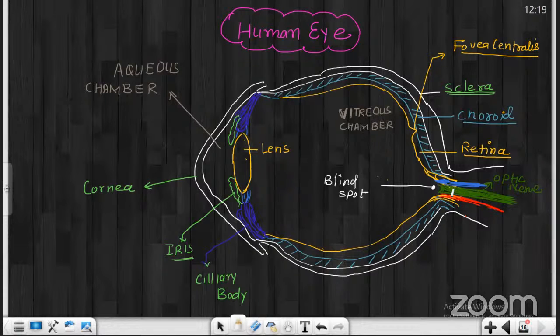And when the pressure increases on this vitreous chamber due to the aqueous chamber, a pressure is created on the optic nerve. And if this increases or persists for a longer time period, it will cause damage to the optic nerve, and the person will not be able to see anything. And this condition is called black cataract, or we call it glaucoma. So glaucoma is a disorder of the human eye, and it is basically due to the blocking of the canal, which is a connection between the aqueous chamber and vitreous chamber, right?